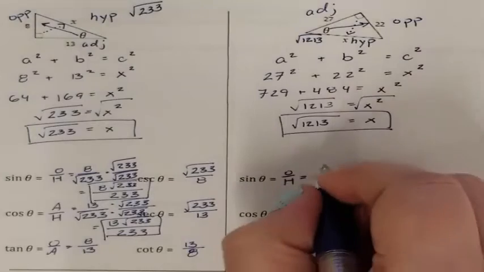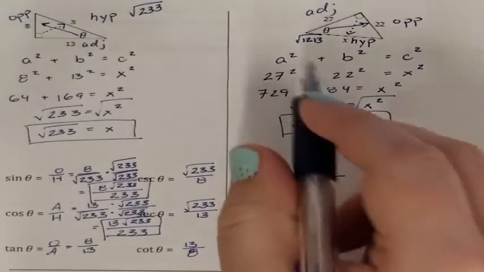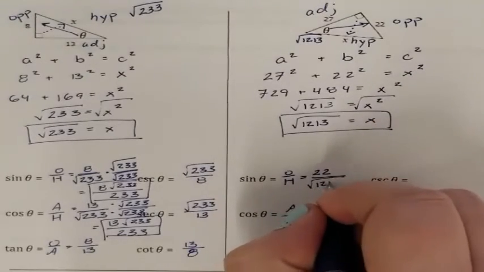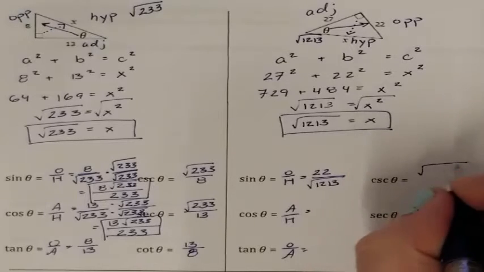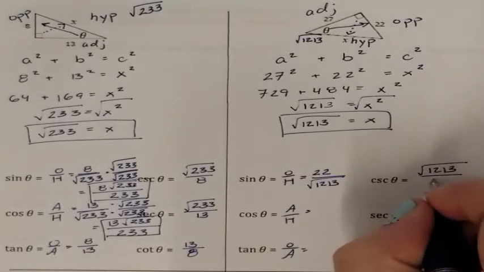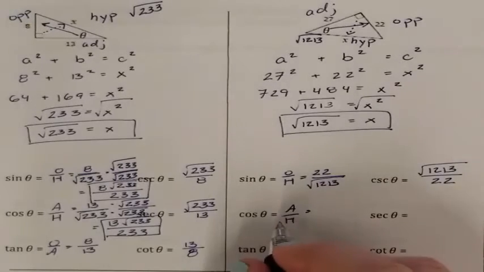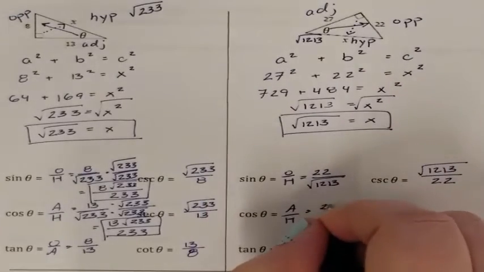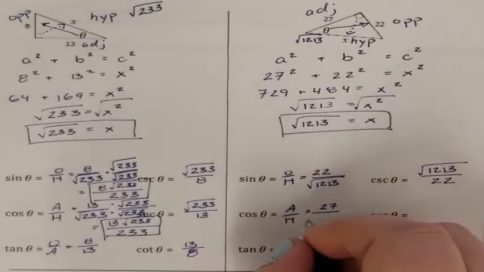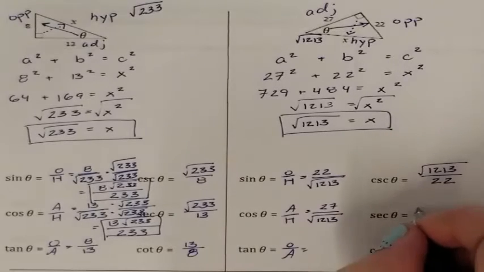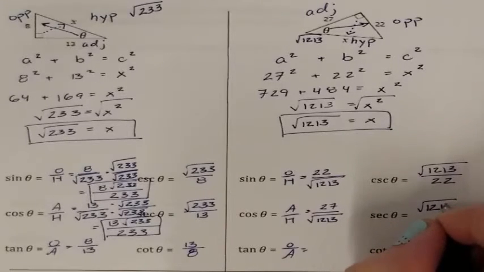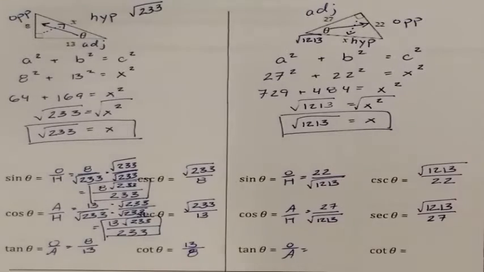So my opposite was 22. My hypotenuse was the square root of 1213. If that was sine, cosecant is the square root of 1213 all over 22. Cosine, your adjacent was 27 all over hypotenuse of the square root of 1213. If you use cosine, secant is the reciprocal, so it's the square root of 1213 over 27.